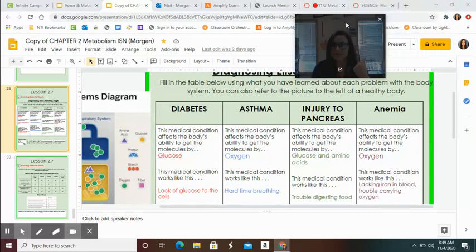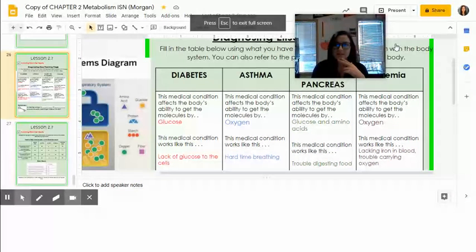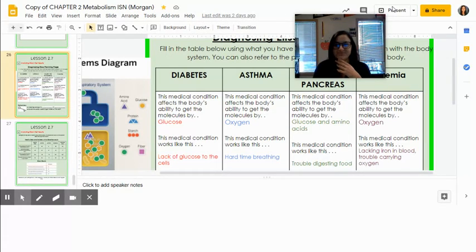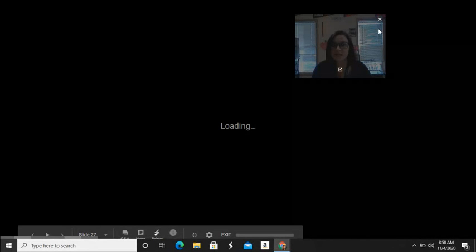And actually, I'm going to project and see, hopefully this might take an hour. And man, internet is not working good today. And so each group was in a breakout room, and I did it randomly, so that hopefully each group had at least one person representing each condition out of our four, so our asthma, anemia, injury to the pancreas, and diabetes. And that way they could all help each other fill this out. And then we talked about it together.